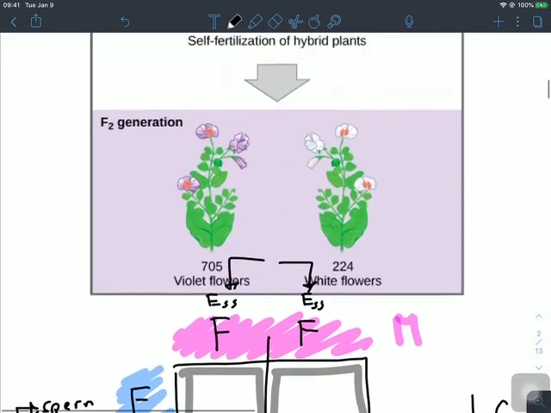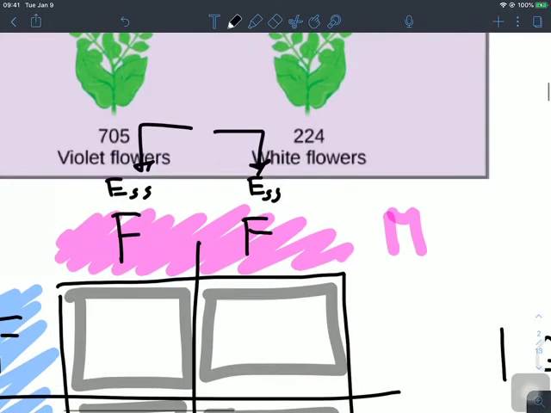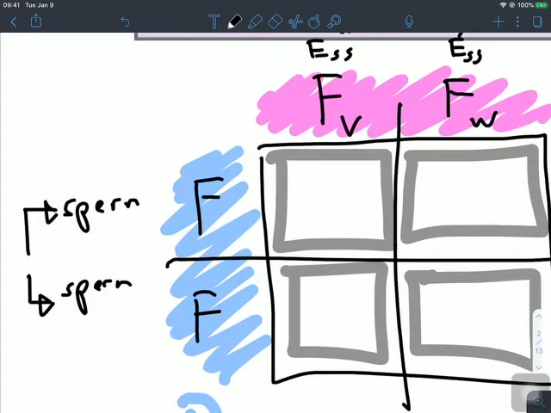Now looking at that hybrid, this individual here that we are selfing, we know that one of the alleles that the egg can receive is a violet, and we know that the other allele that the egg can receive is a white. For the sperm the same thing goes. A violet and a white. Now, it does not matter whether you listed the white or the violet first. You can flip them around. Ultimately, the counts at the end will be the same.